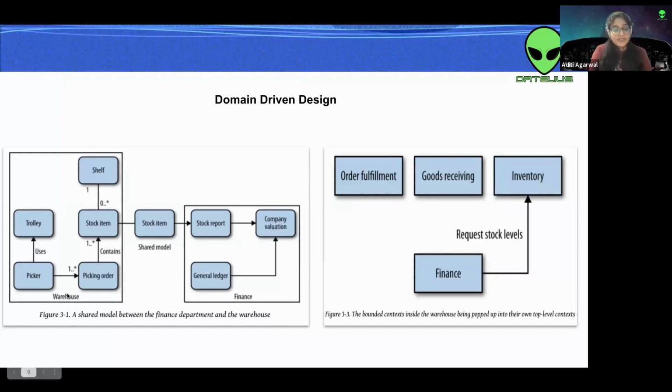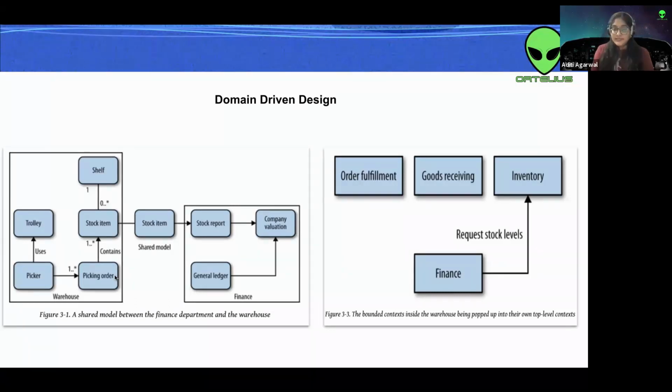For example, instead of treating warehouse as a whole bounded context, I treat trolley as a separate bounded context, picker as separate, picking order as separate, and so on. So here you can see that this trolley, this picker, this picking order, each one of these will have their own ubiquitous language and their own domain model. So what is the advantage of this?